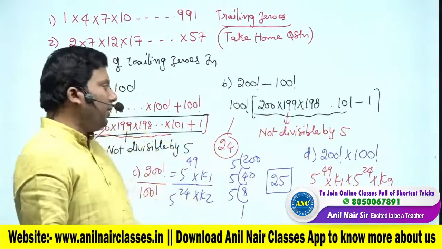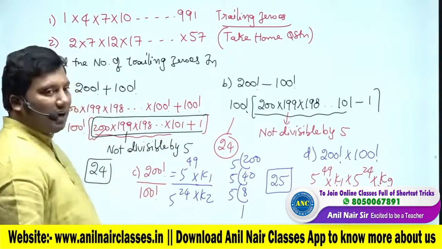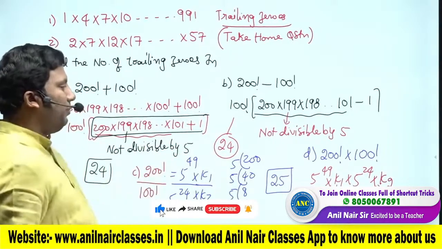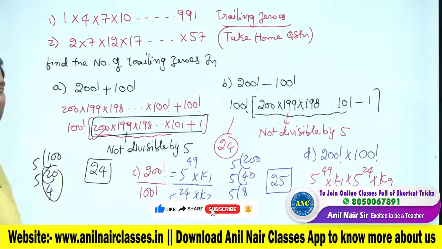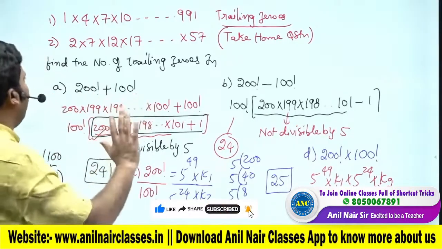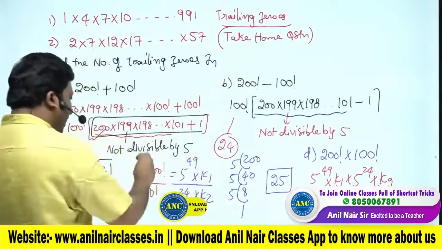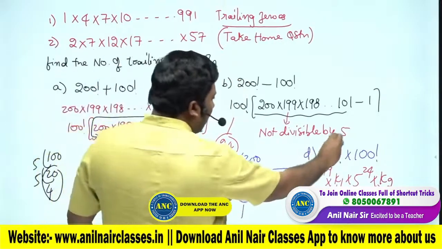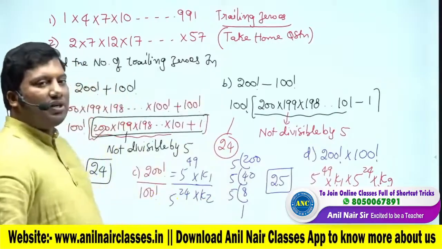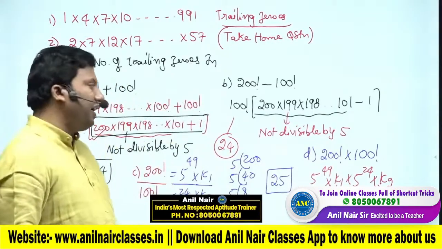It is given by the highest power of 5 for a factorial. The answer for this question will be 73. Idea clear? Factorials added, factorials subtracted, factorials divided, factorials multiplied. I hope the idea is clear.